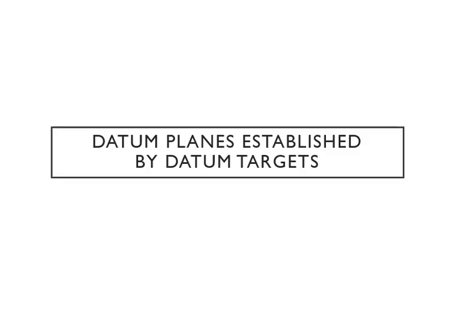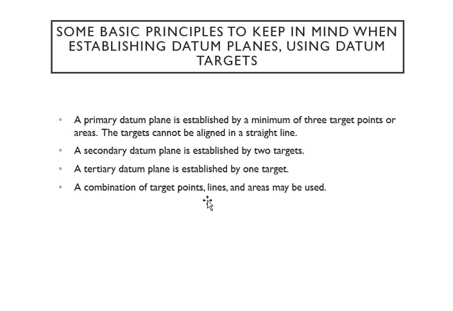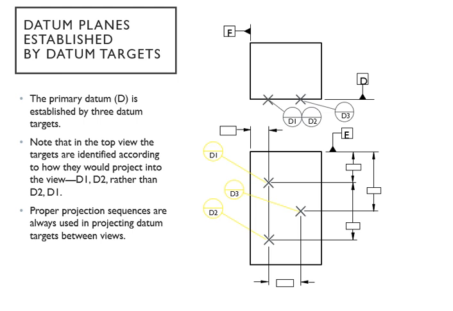Datum planes established by datum targets. We're going to establish the datum plane by using the datum targets. For your primary datum plane, you need about three target points, and the targets cannot be aligned in a straight line. Meaning you can't use all the targets in a straight line to establish a primary datum. Your secondary datum, two targets; tertiary, one target. Now we're seeing the contact points as the targets, so the combination of your target points, lines, and areas, we can use them together.